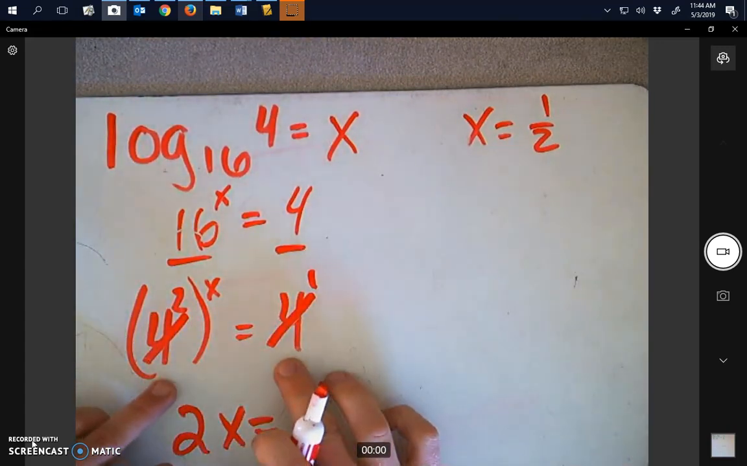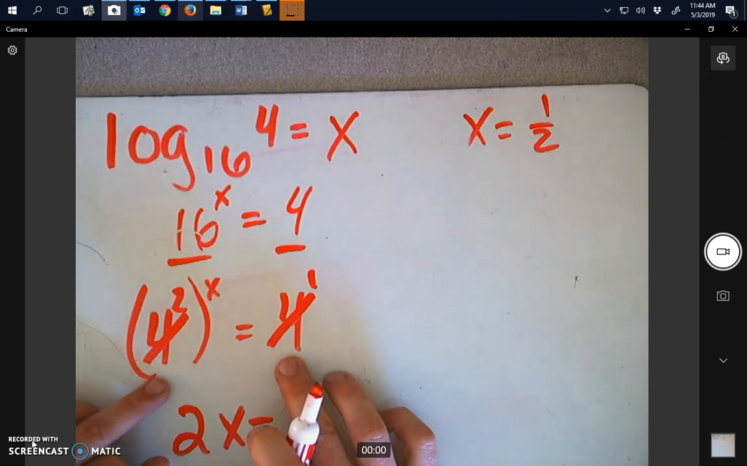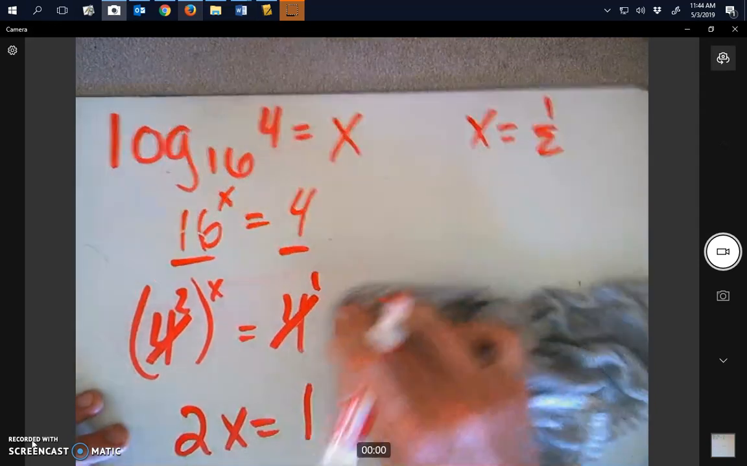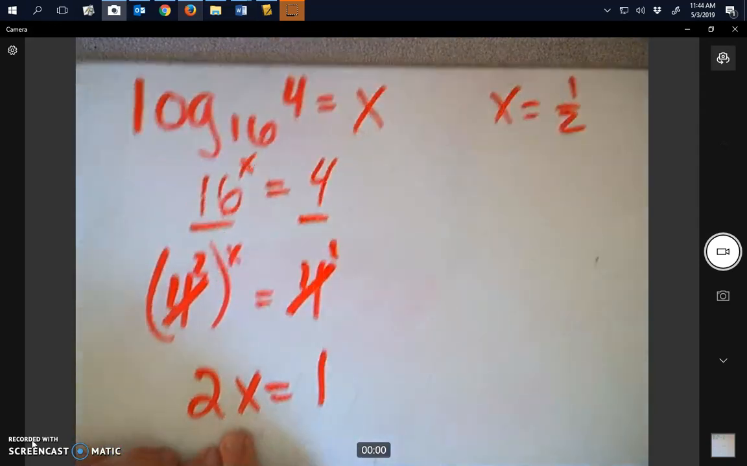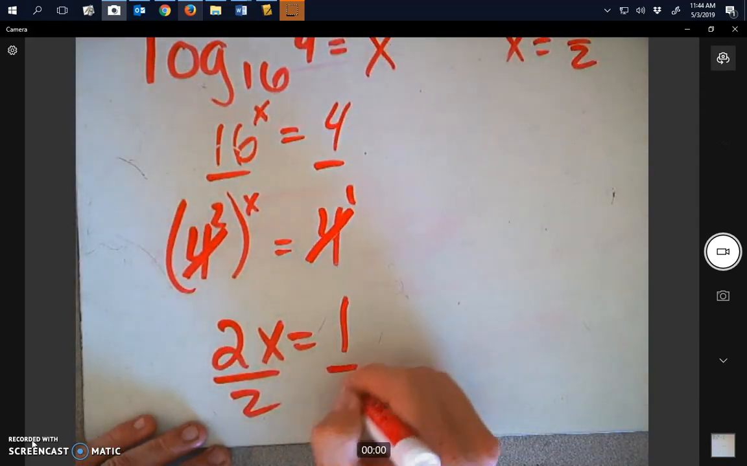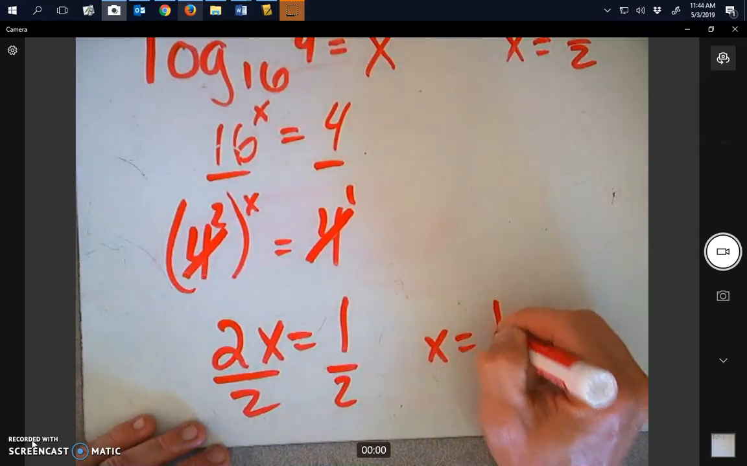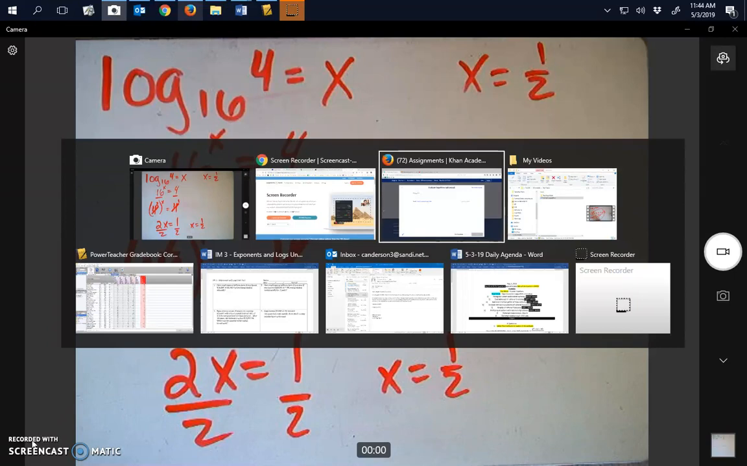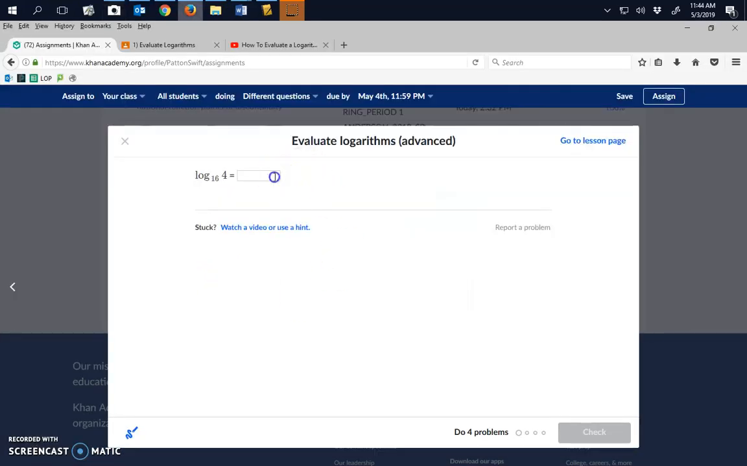And you can only cancel these out when they're the exact same base, and there's nothing else. If you had like minus 1 out here, you couldn't do this, okay? And then we solve for x, so we divide both sides by 2, and we get x equals 1/2. That's what we had up here, which I knew the answer to. So x equals 1/2, 1 divided by 2.